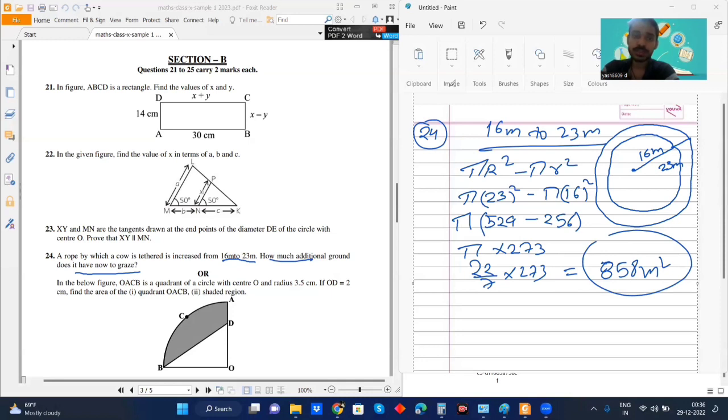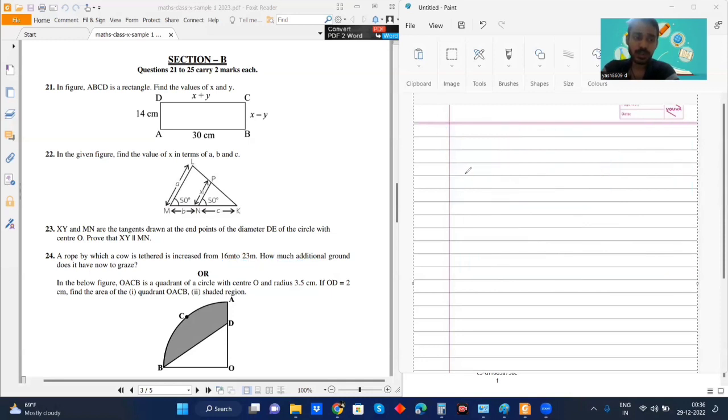The OR question says, in the below figure, OACB is a quadrant of a circle with center O and radius 3.5. If OD is equal to 2 cm, find the area of the quadrant OACB and the shaded region. So area of the quadrant will be 1 by 4 pi r square since it's a quadrant. So 1 by 4 into 22 by 7 into r square. So radius is 3.5, which you can write as 7 by 2. So if I cancel out everything, I will get the answer as 9.625 centimeters square.